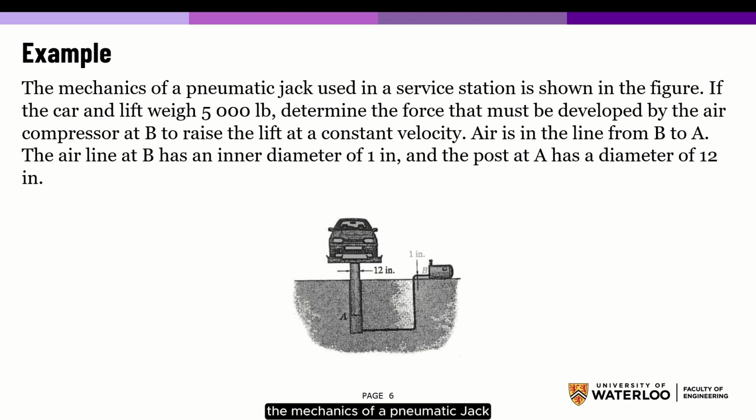The mechanics of a pneumatic jack used in a service station is shown in the figure. If the car and lift weigh 5,000 pounds, determine the force that must be developed by the air compressor at B to raise the lift at a constant velocity. Air is in the line from B to A. The air line at B has an inner diameter of 1 inch and the post at A has a diameter of 12 inches.